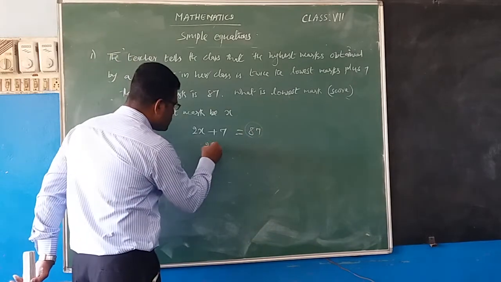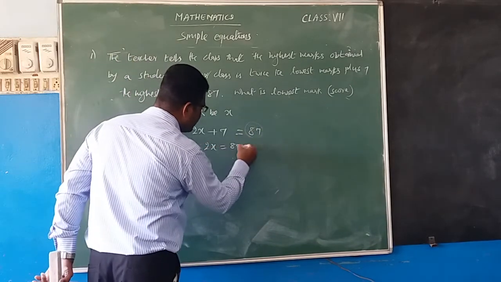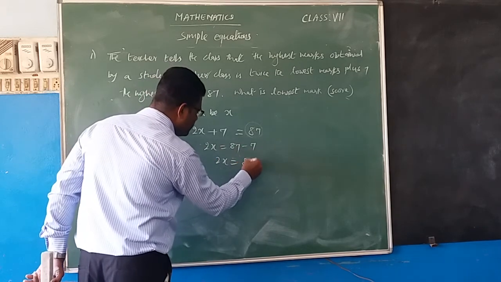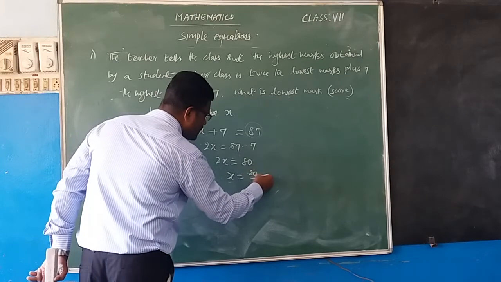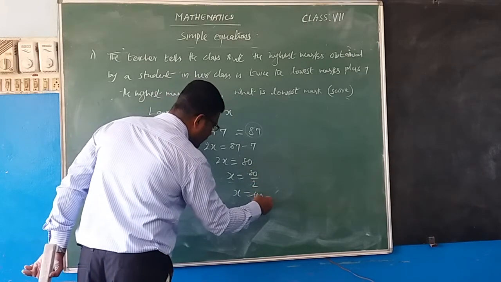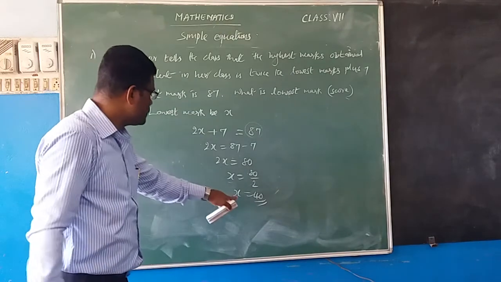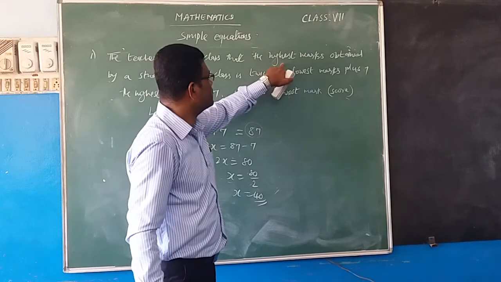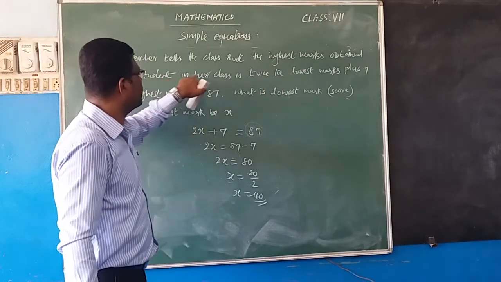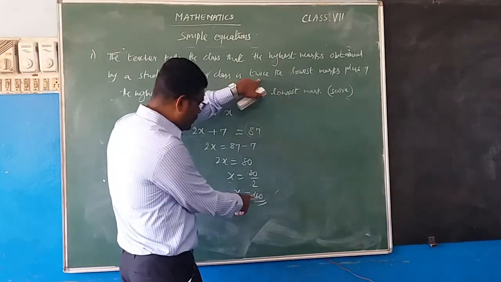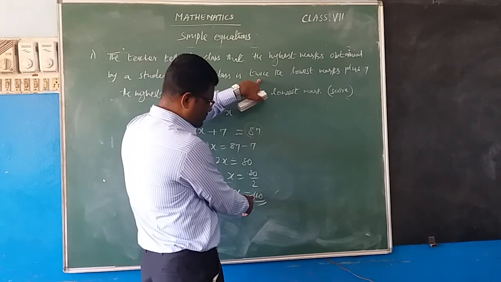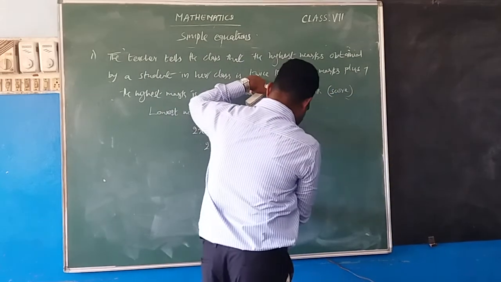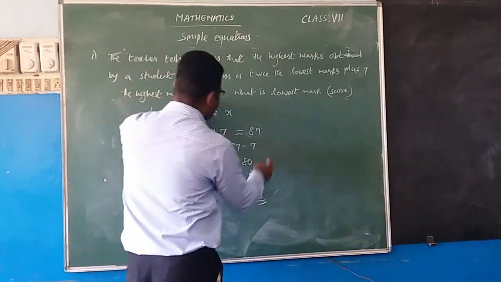Can you solve this problem? Yes, 2x plus 7 is equal to 87. When 7 goes to that side, it becomes minus 7. 2x is equal to 87 minus 7, which is 80. When 2 comes to this side, it divides, so x is equal to 40. If needed, you can check. Suppose the lowest score is 40. Twice means 2 times 40, that is 80. Plus 7, 80 plus 7 is 87. It is the highest score of the student.